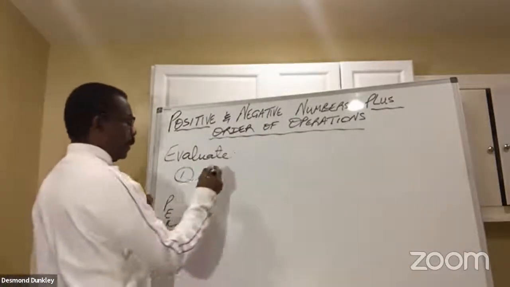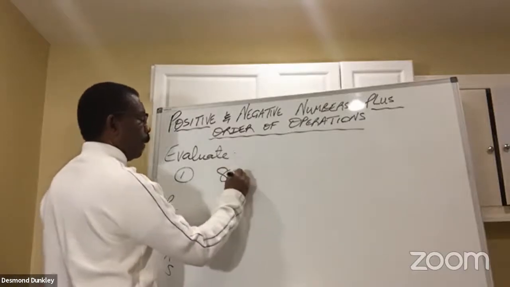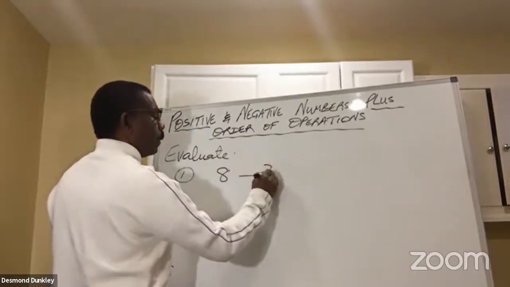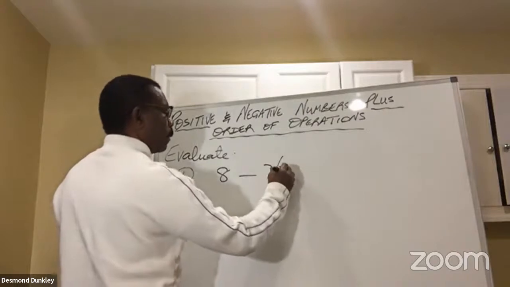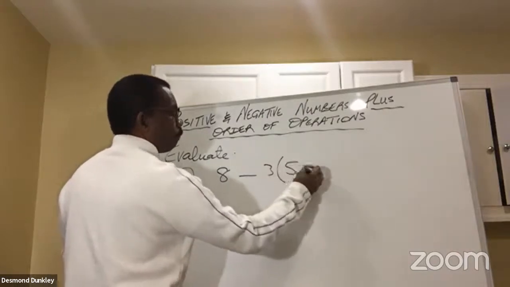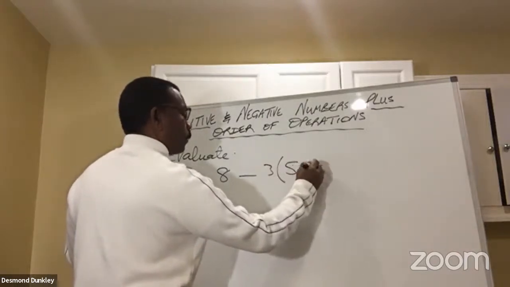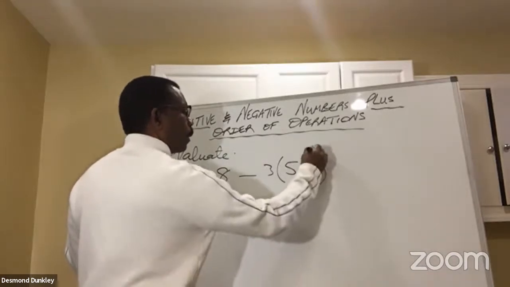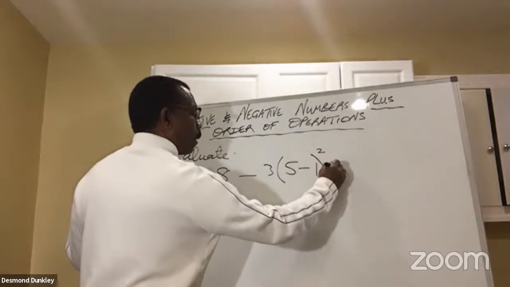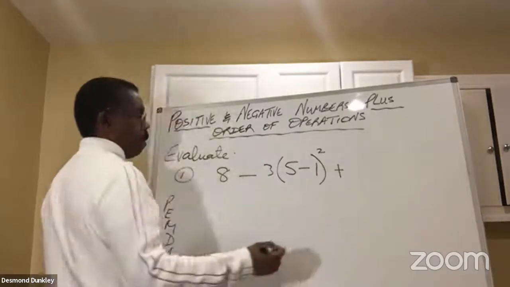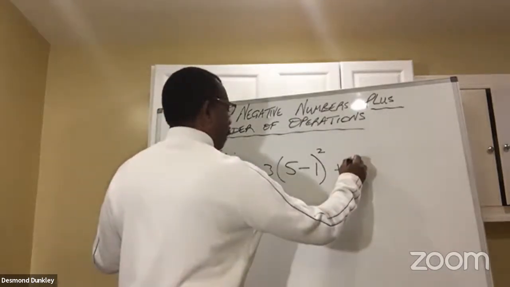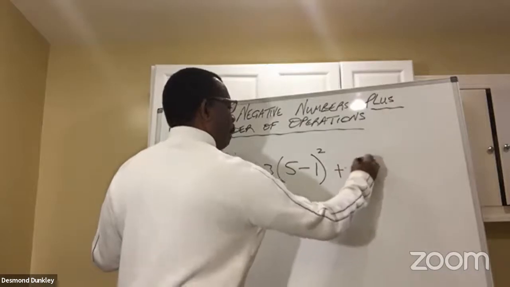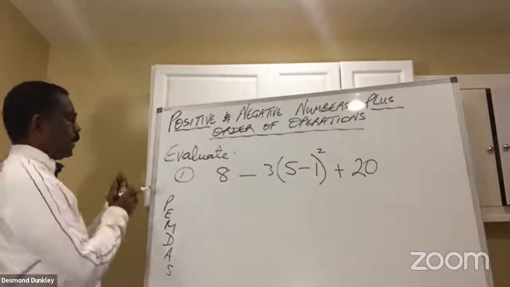How about this one? 8 minus 3 times 5 minus 1. Okay, so this is number 2.